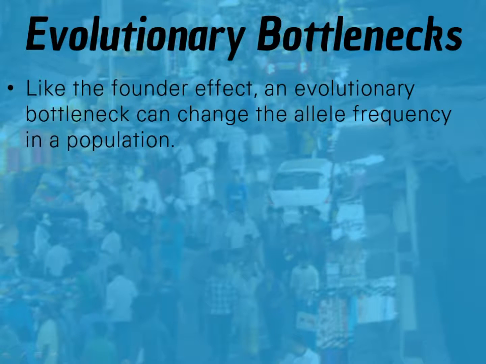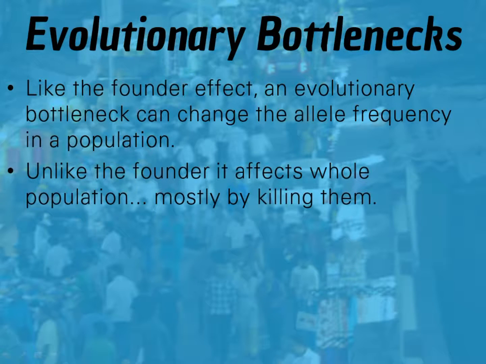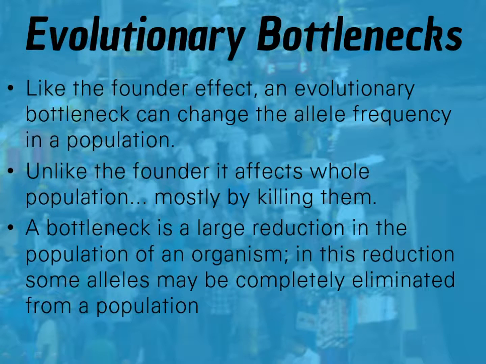So, evolutionary bottlenecks. Like the founder effect, a bottleneck can change the allele frequency drastically in a population. Unlike the founder effect, it affects the whole population, mostly by killing them. So a bottleneck is a large reduction in the population of an organism. In this reduction, some alleles may be completely eliminated from a population, or almost completely eliminated. So let's go back to one of our floating islands and have a look at the effect of an evolutionary bottleneck.